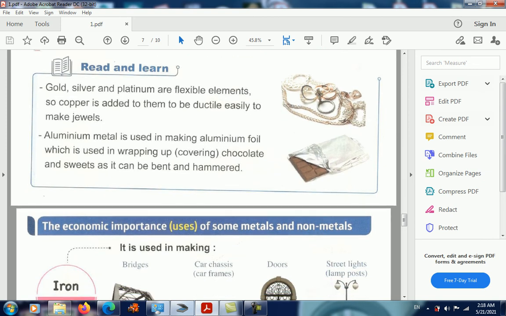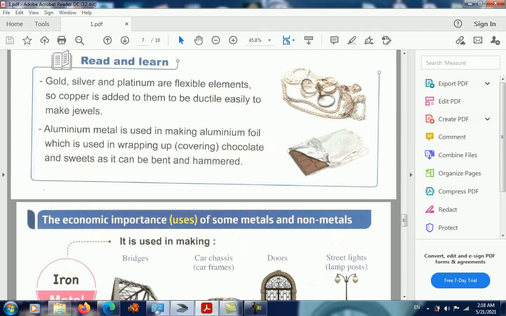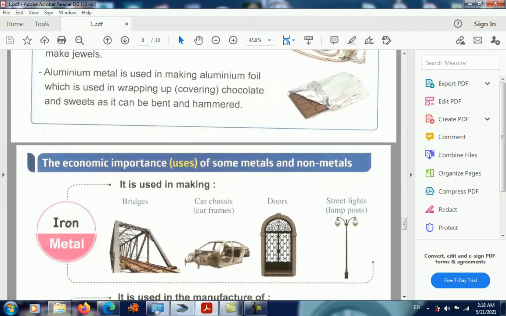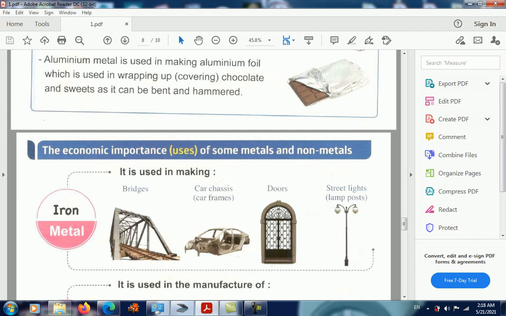Now read and learn. Gold, silver and platinum are flexible elements, so copper is added to them to be ductile, easily to make jewels. Aluminium metal is used to make aluminium foil, which is used in wrapping up or covering chocolate and sweets, as it can be bent and hammered.